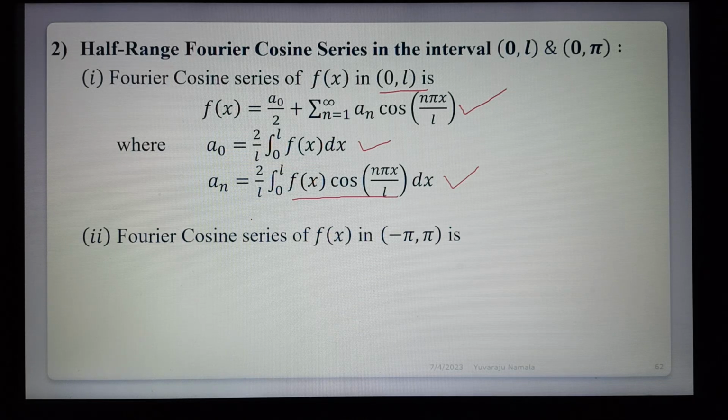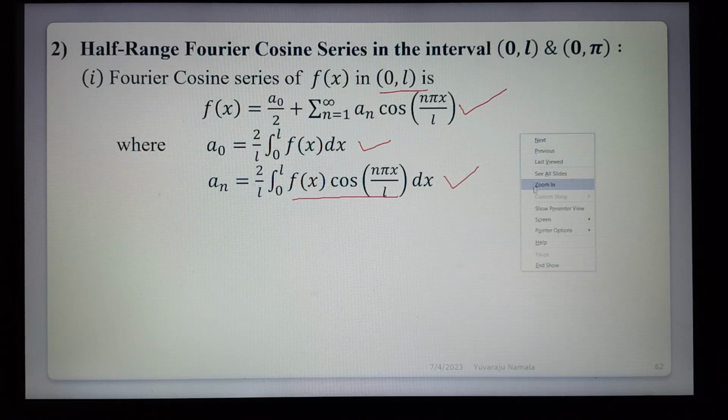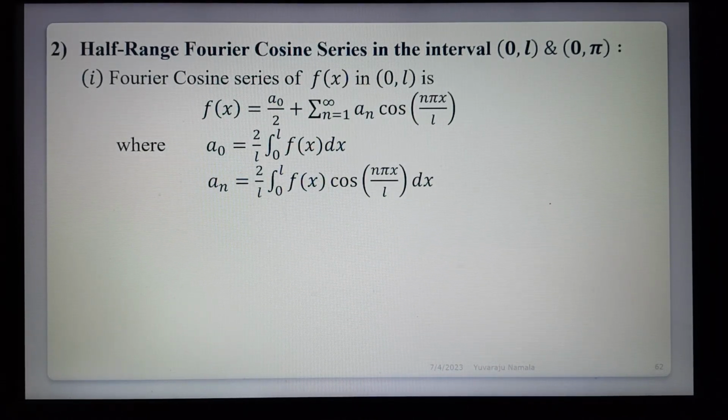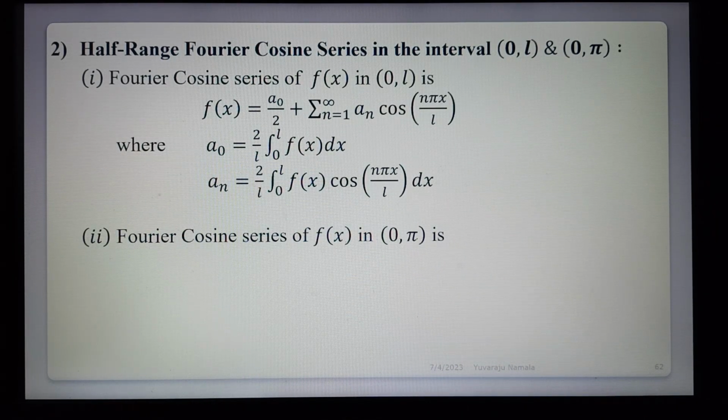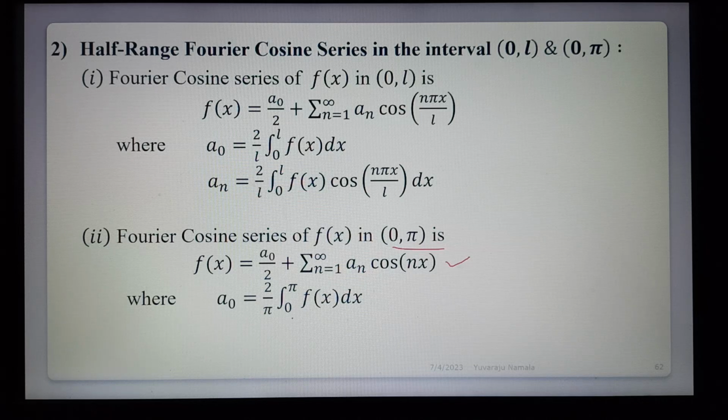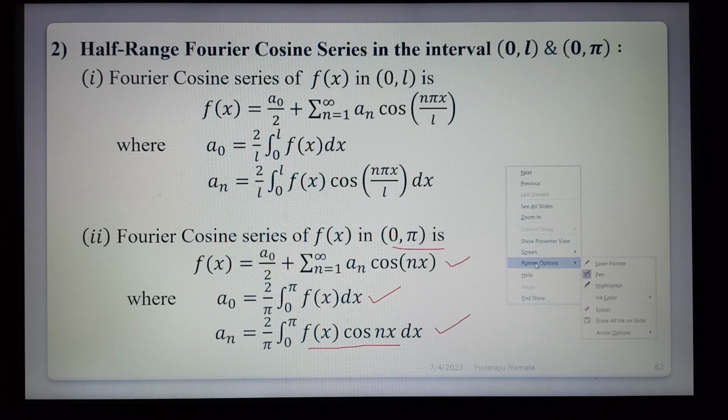Similarly, in the interval 0 comma pi, replace L by pi in the above formula. The Fourier cosine series of f of x in the interval 0 comma pi is f of x equal to a0 by 2 plus summation n equal to 1 to infinity an cos nx, where a0 is equal to 2 by pi integration 0 to pi f of x dx, and an is equal to 2 by pi integration 0 to pi f of x cos nx dx. So this is the half range Fourier cosine series.